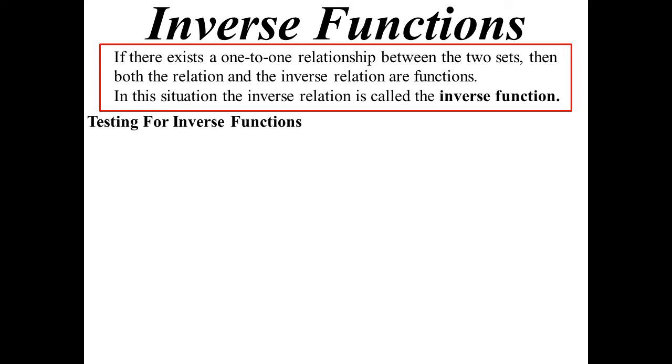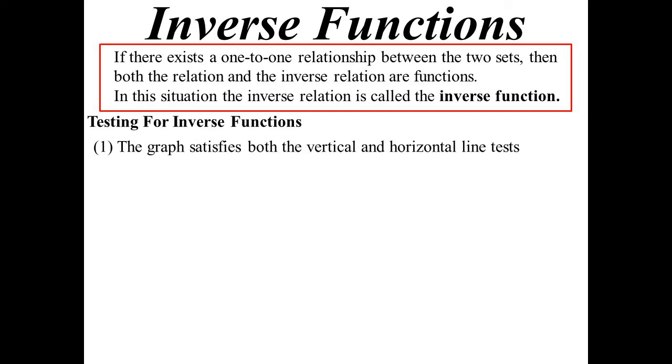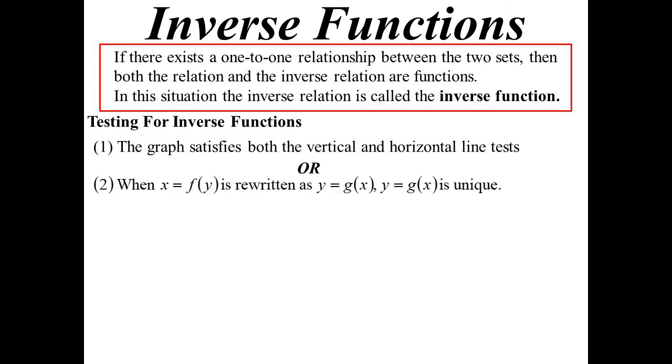How do you test? Well, visually, as I say, it satisfies both the vertical and the horizontal. That's probably the easiest way. If you've got the picture, you have a look at it, see that it satisfies both tests. If you don't have the picture, swap the x and the y's around, make y the subject. If you get a unique answer, so there's only one possible answer, then it's okay. It's going to be an inverse function. But if you get ambiguity, so you find yourself saying plus or minus or something like that, then no, it's not going to be an inverse function.